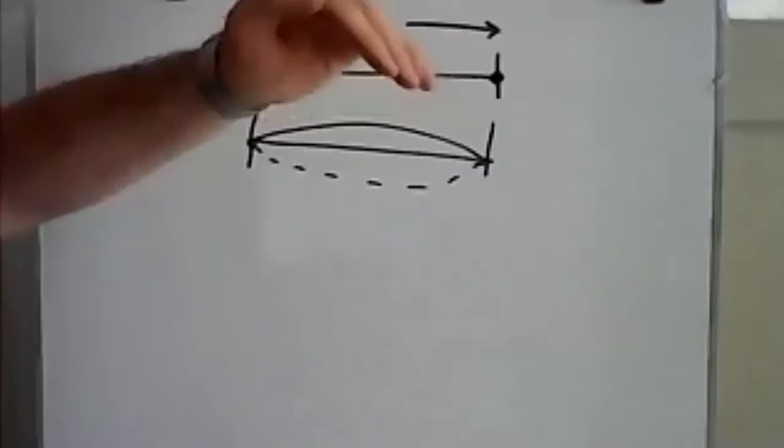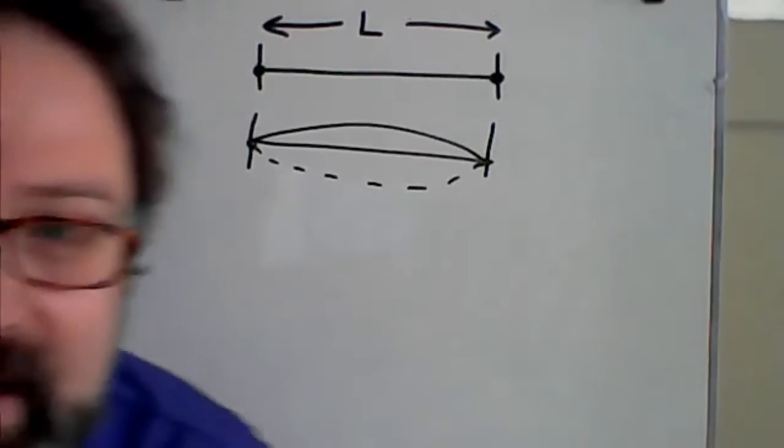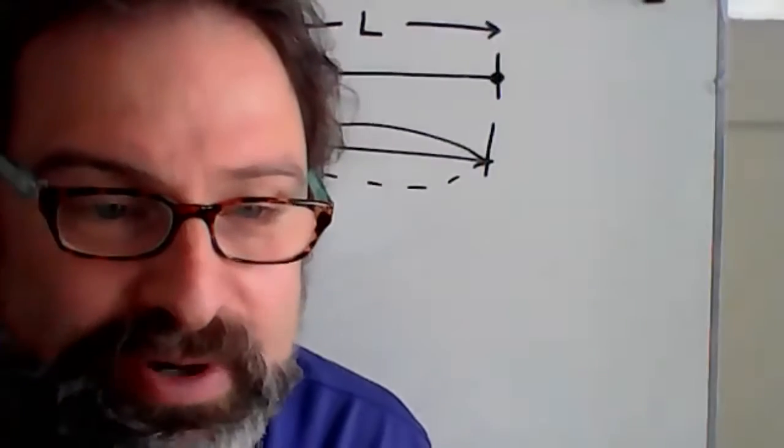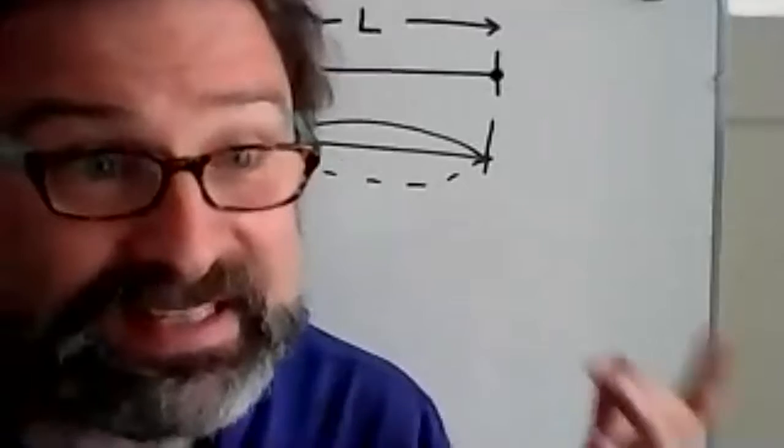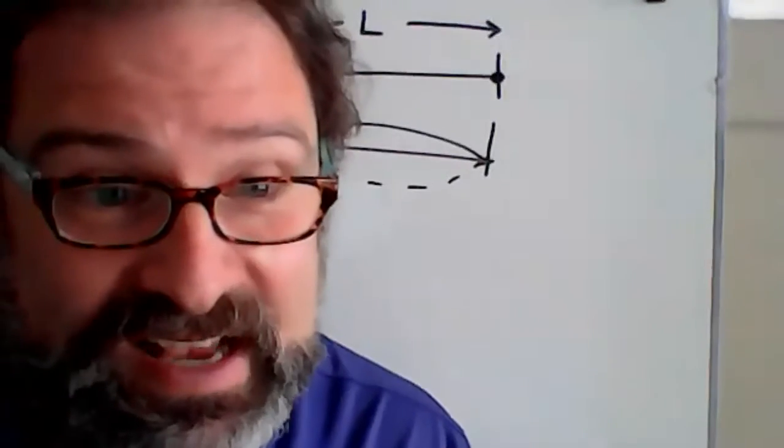So the string is oscillating back and forth. We're just imagining that's what the string looks like as it's vibrating back and forth. Does that make sense? Okay, I'll pretend you said yes.